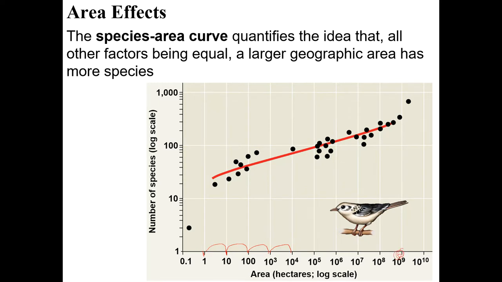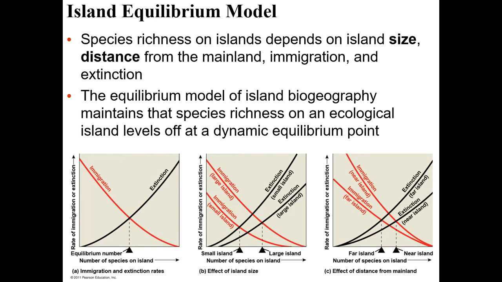So if you look at a really big area, you tend to get a really big species diversity, lots of species. Smaller areas, pretend I drew a straight line, tend to have smaller species diversity. And so that's really important on an island. So that brings us to the island equilibrium model. It says that species richness on islands depends on the island size and on the distance of the island from the mainland. And this has to do with two factors, immigration and extinction.